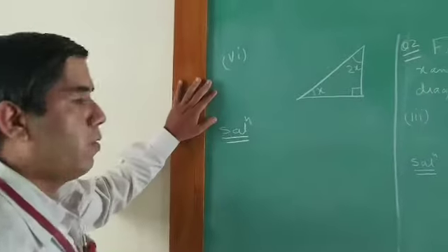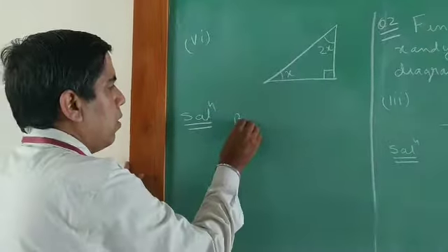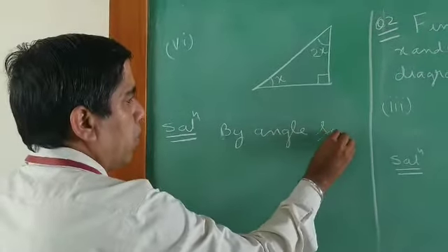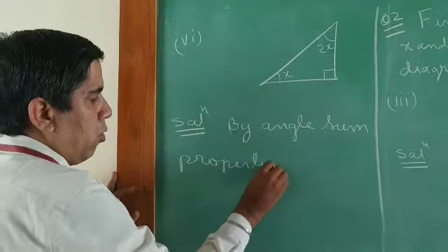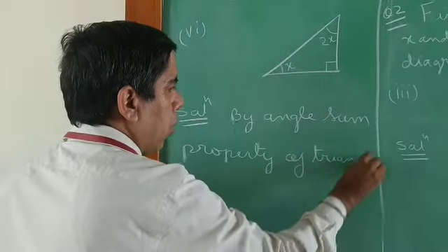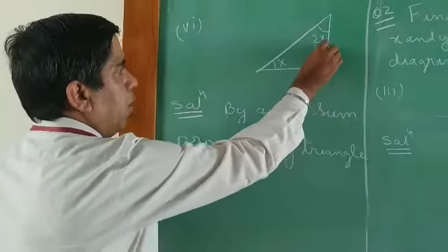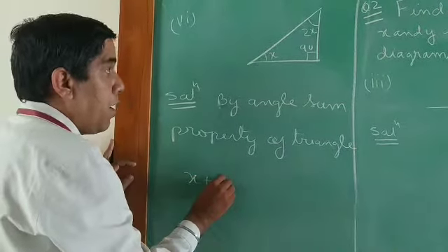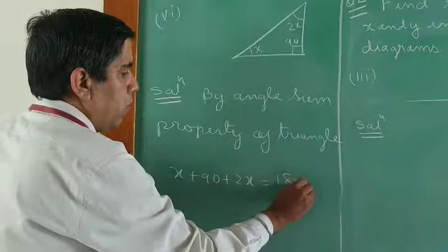Now part 6. Again using the same property. The solution I wrote here is by the angle sum property of a triangle. What result do we get? This angle is actually 90 degrees. So we get x plus 90 plus 2x equal to 180 degrees.